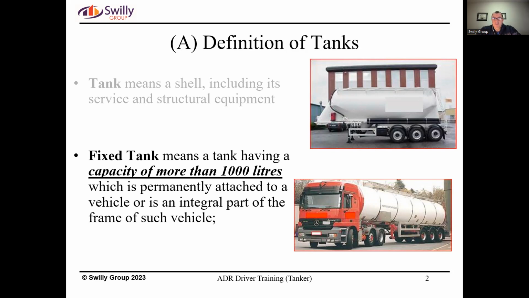So when we talk about a fixed tank, we're talking about a tank that has a carrying capacity or a volume capacity of more than 1,000 liters. Okay. And the tank is permanently attached to the vehicle or is an integral part of the frame, or it's attached to the running gear, the frame of such vehicle. So there's an example. There's two fixed tanks there on your slides or on page 5 of the book. It's important there, 1,000 liters. Sometimes numbers like that can be asked in exams, but once you go above 1,000 liters, then of a carrying capacity.